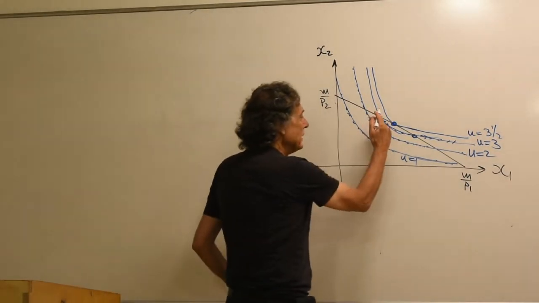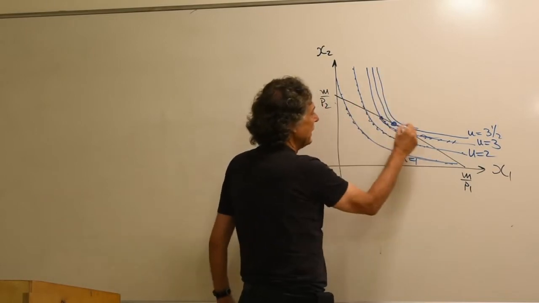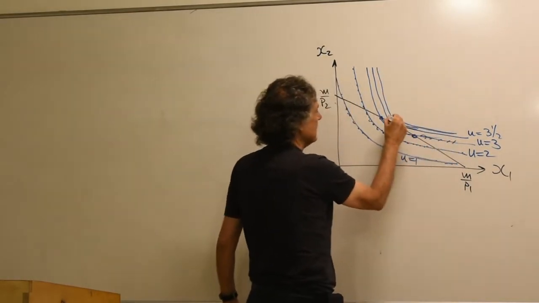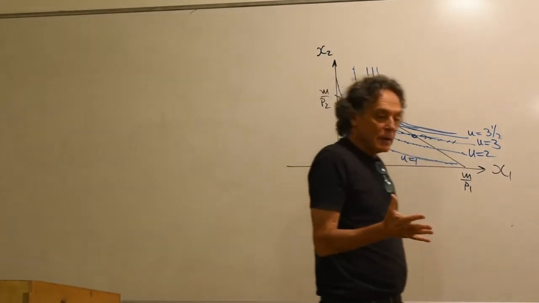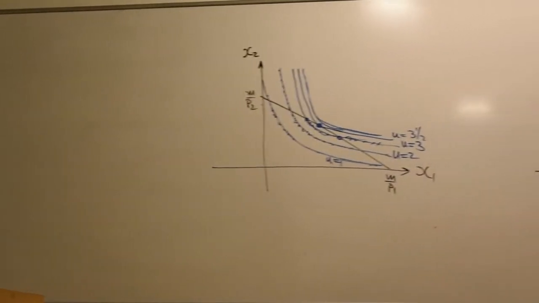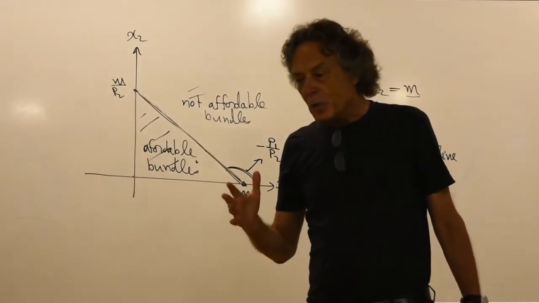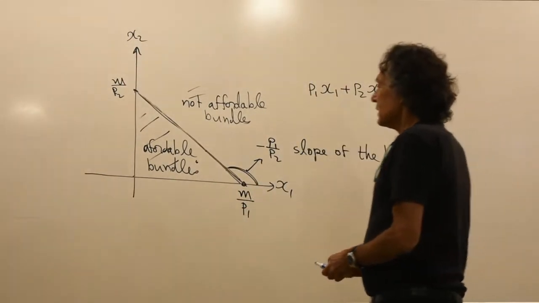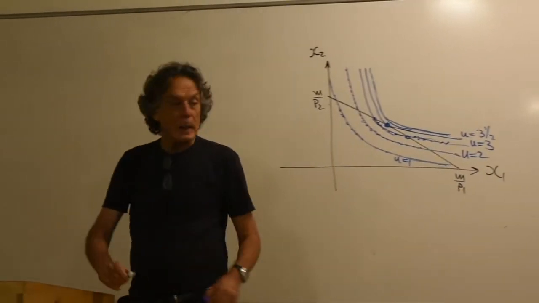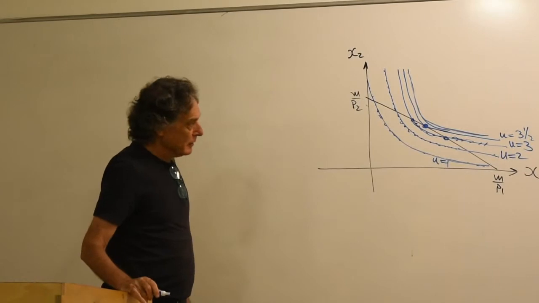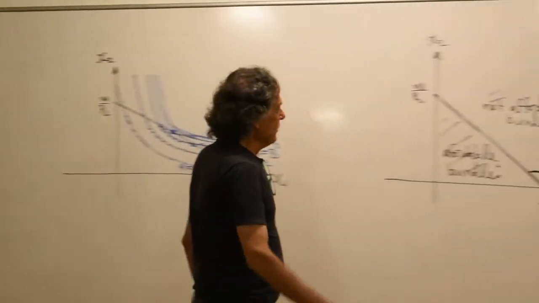Look, if I move a little bit higher, I'm out. Let's say I move a little bit higher, none of the bundles there can be affordable. So what is the affordable bundle that gives me the highest level of satisfaction? It is the one that is tangent: you look for an indifference curve that just touches the budget line. Okay, so after doing it, let me go back here.